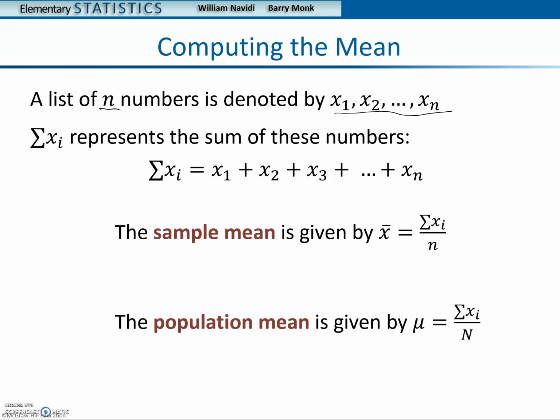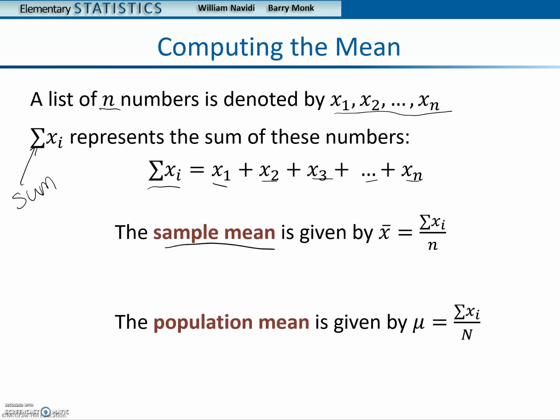The sum, this is a summation symbol. That is a very important symbol. Whenever you see that, you add things up. The summation of xi represents the sum of these numbers. So the summation of xi, that just means add up. If they give you 5 numbers, you add up all the 5 numbers.